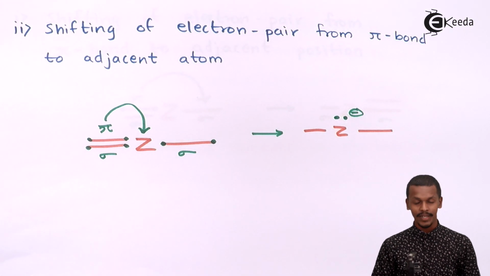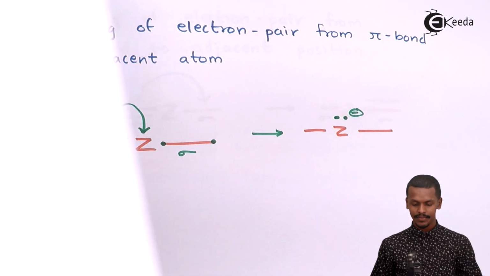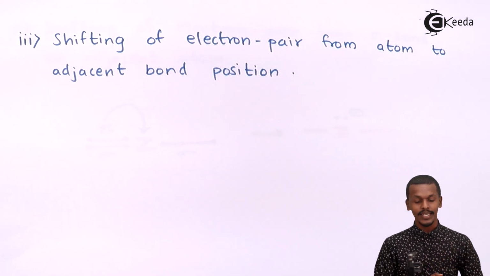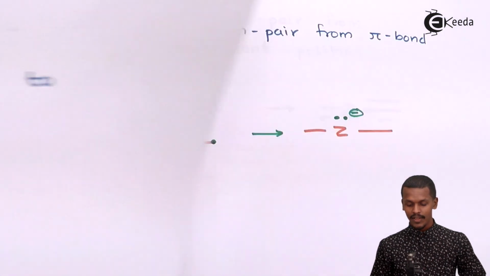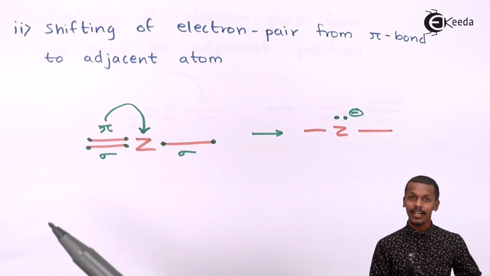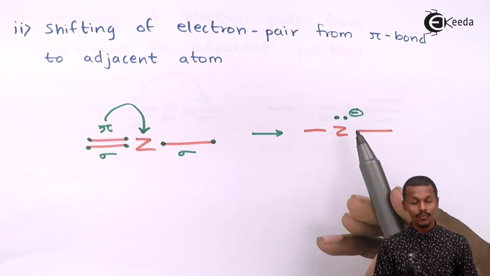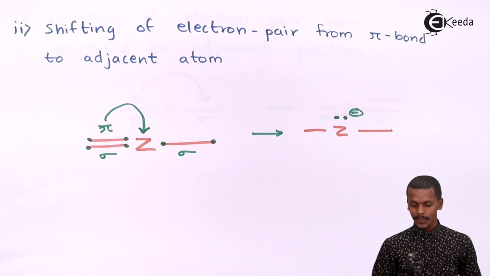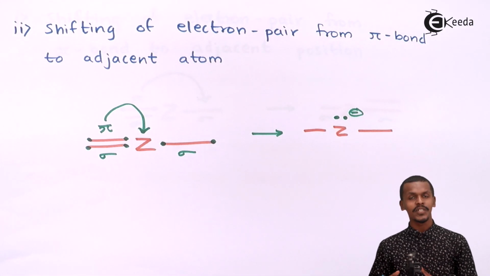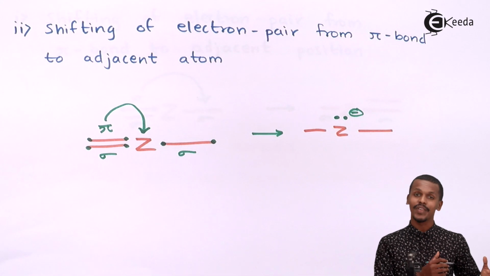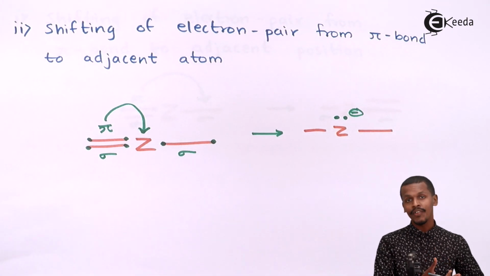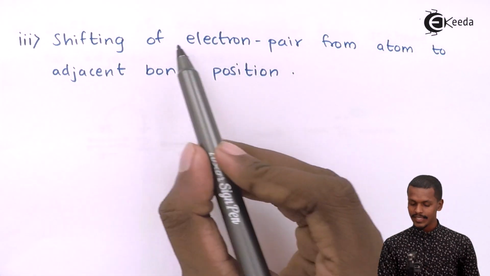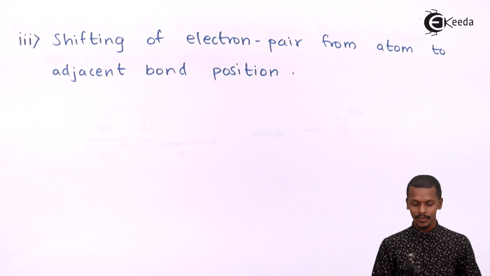So this was the second possibility, and now let us move on to the third one, that is, shifting of an electron pair from an atom to the adjacent bond. So this was an example where the pi electrons have been shifted onto the atom, and we could see that the electron pair was on a particular atom. And now this electron pair can also be shifted to another position. So that is what we have to show. There are different possibilities that we are mentioning. So suppose we have an electron pair that is present on an atom, that is this one.